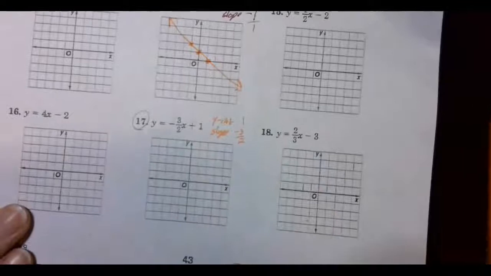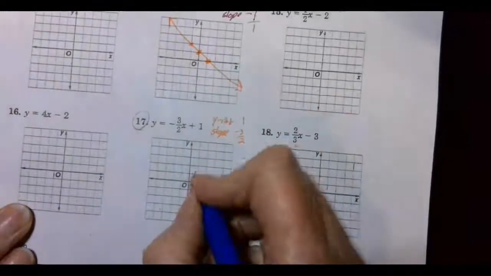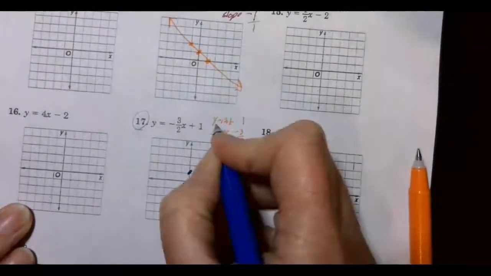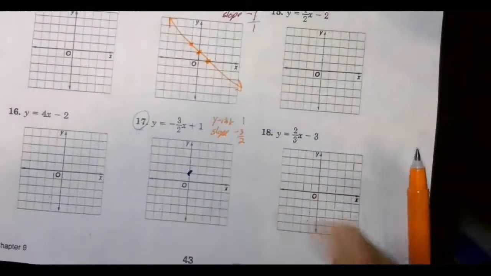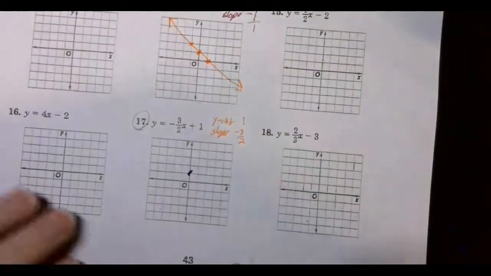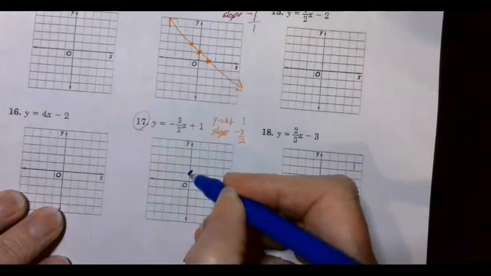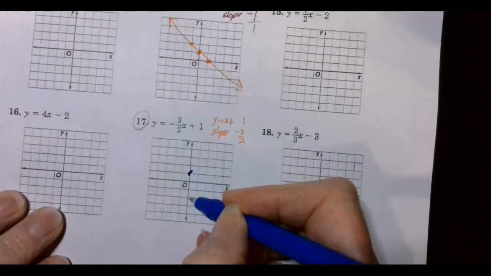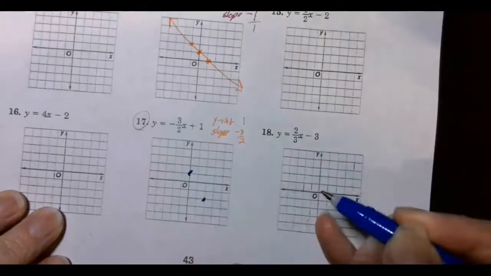Okay, so here we go. Let's plot. We're going to plot y-intercept is 1. And notice y-intercept, it always has to be on the y-axis. Y-intercept is on the y-axis. Now I'm going to use my slope. I'm going to go down 3, 1, 2, 3, and over 2 to the right, so that's a positive 2.